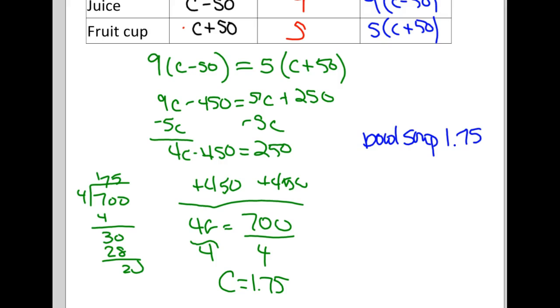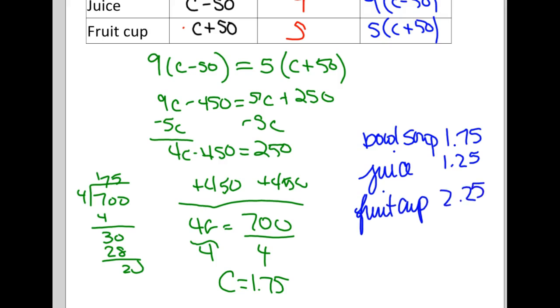Well, how are we going to find juice? Well, remember, juice is C minus 50. So we're going to subtract 50 cents from my soup bowl, and we're going to get 125. And then to find the fruit cup, remember, if we go back to our chart, we're going to add 50 cents. So that should be 225.